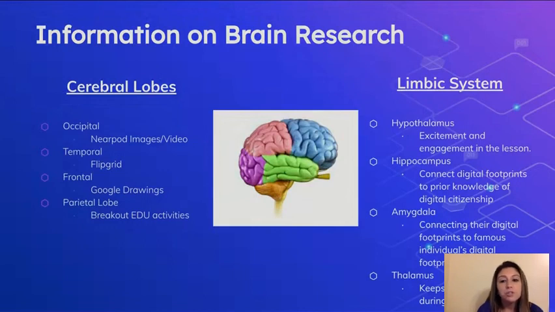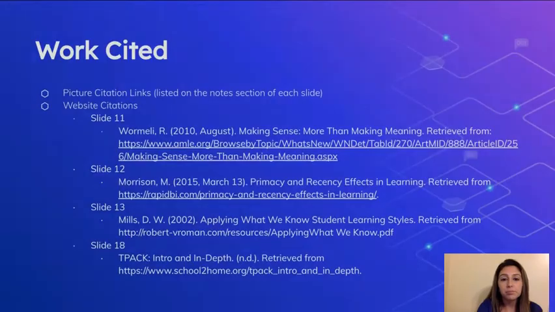In addition to just really making sure that students connect digital footprints to prior knowledge, they're connecting it to their individual footprint and understanding the relevance that this has, not only when they're in fourth grade, but also how this can carry on throughout the rest of their lives, and making sure that students are really keeping on task throughout this Nearpod activity.